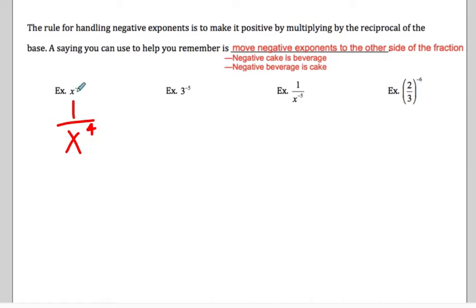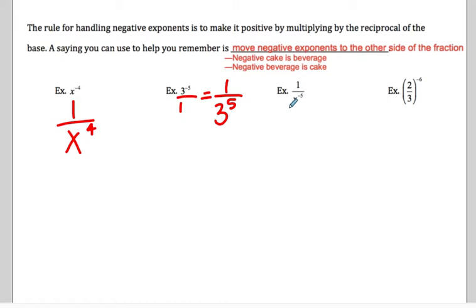So we're going to move this to the other side of the fraction, which is the denominator. So in this next example, we have Alice eating negative 5 ounces of base 3 cake. Again, doesn't make sense. So again, this is in the numerator right now. So we're going to shift to the denominator. And so this turns into 1/3 to the 5th power.